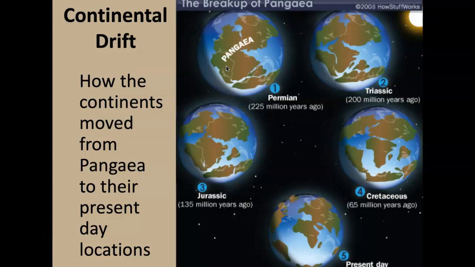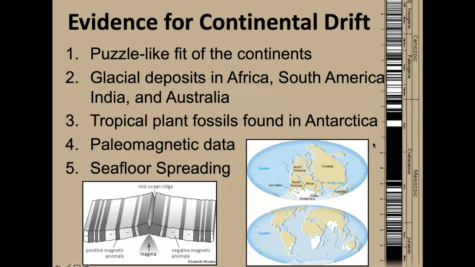You can look up Rodinia and Gondwanaland and Laurasia. There's lots of different variations, but Pangaea is kind of the one that is more familiar to us. And that was about 225 million years ago. And then it started going through this process of breaking up during the Mesozoic era.